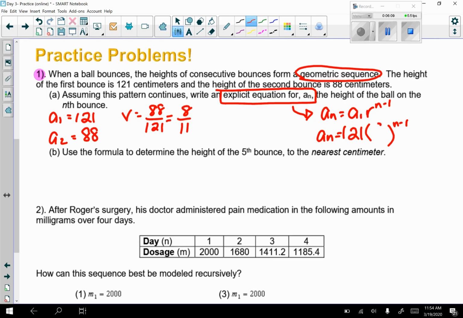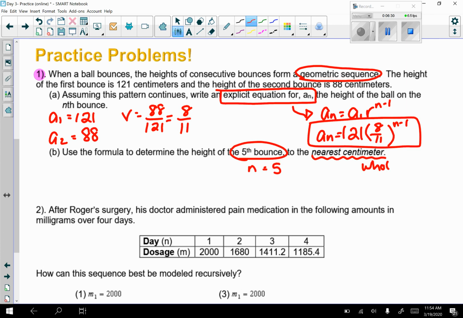So I'm going to plug that in here. And that's part A. Part B says use the formula to determine the height of the fifth bounce to the nearest centimeter. So fifth bounce, that tells me that n equals 5, and nearest centimeter means a whole number with no decimals. So if you want, pause the video, give this one a try on your own, and then you can hit play to check your work.